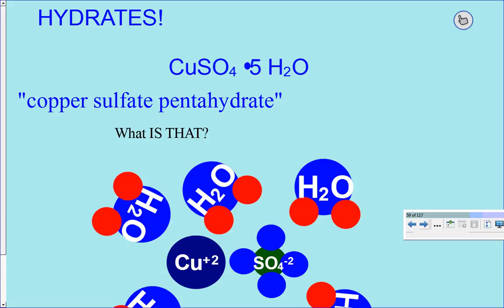We have to do something called a hydrate in the next question. We saw one of these already once before. This little dot here does not mean to multiply. It just means we're adding water on.